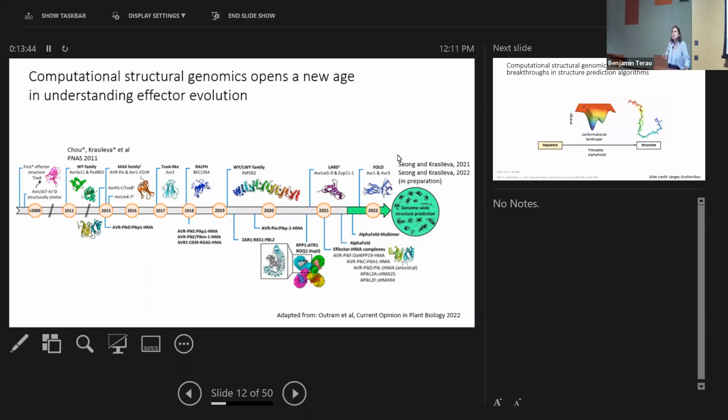And he came to me in 2019, I think. He said, you know what? There has been a revolution in how we can predict structures. So let's do a computational approach, a computational structural genomics approach, to take all the secreted proteins, predict their structures, and then see who's similar, what are these commonalities.